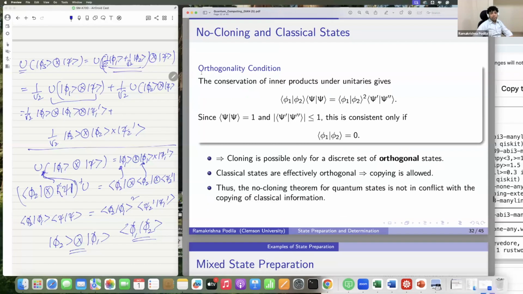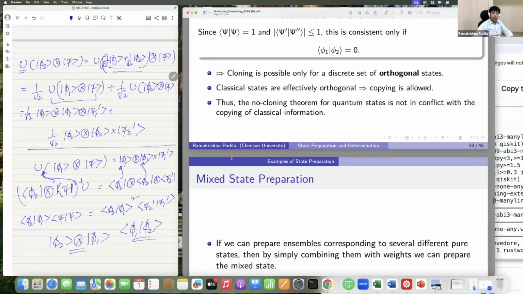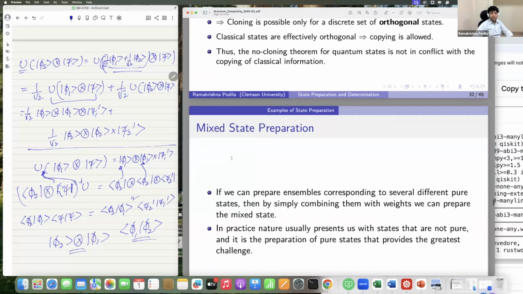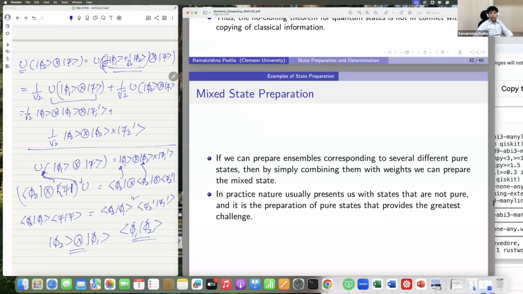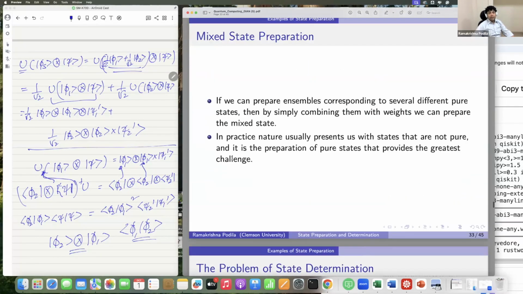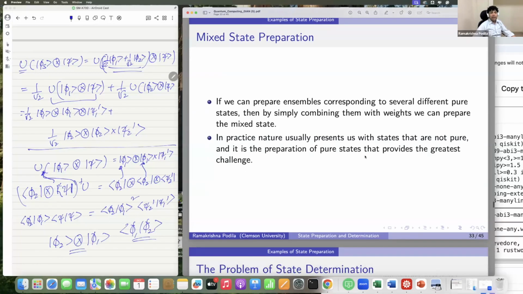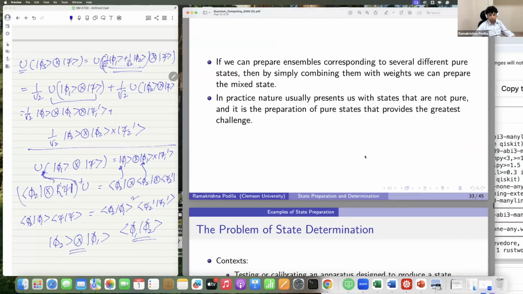Okay, so then you can verify that for yourself, that if the states are orthogonal, then you should be able to clone the state, and that's how we can copy classical states. So if we can prepare a pure state, then we have seen that we can prepare an ensemble state, a mixed state, by mixing up different pure states in different weights, right? So then I can get a mixed state however I want.